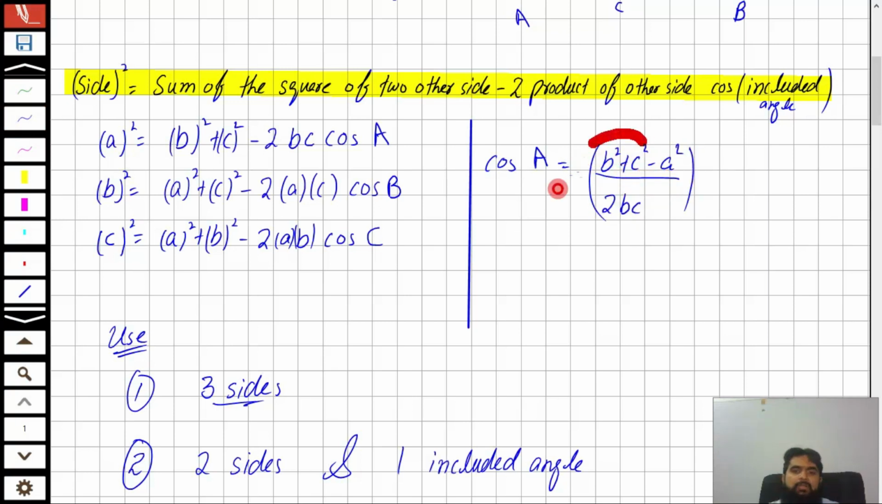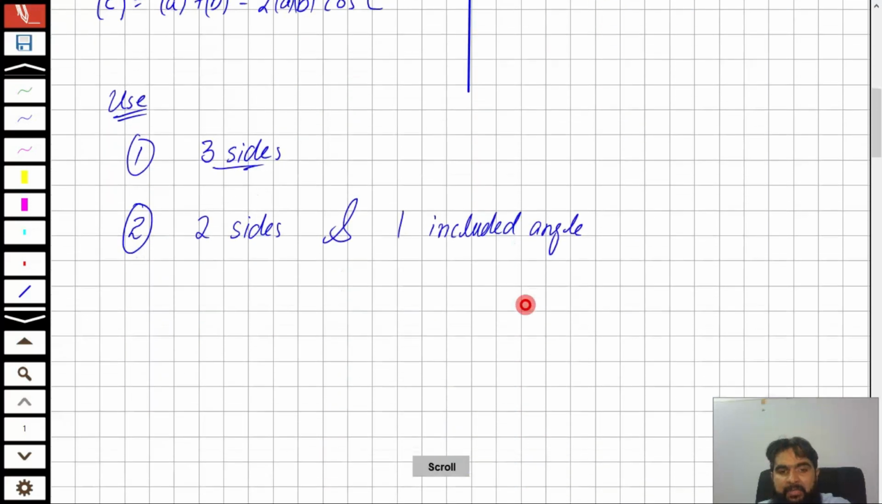So there is no need to memorize all these formulas because it is difficult. You just have to memorize the statement of what the cosine rule says. It says that the side square will be equal to the sum of the squares of the two other sides minus 2 into the product of those sides into cos of their included angle. By using this you can find all the sides. By using this you can find all the angles as well.